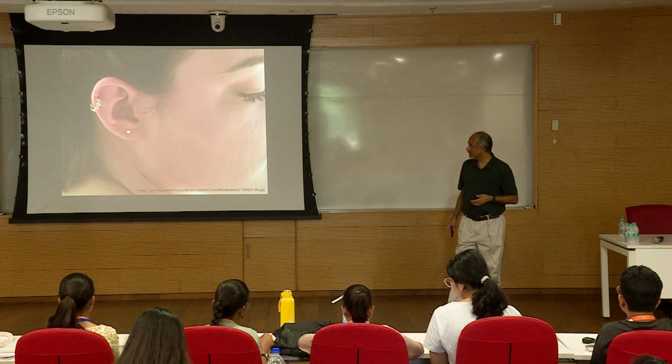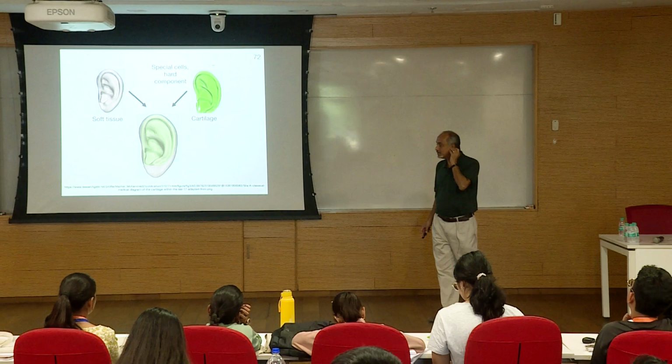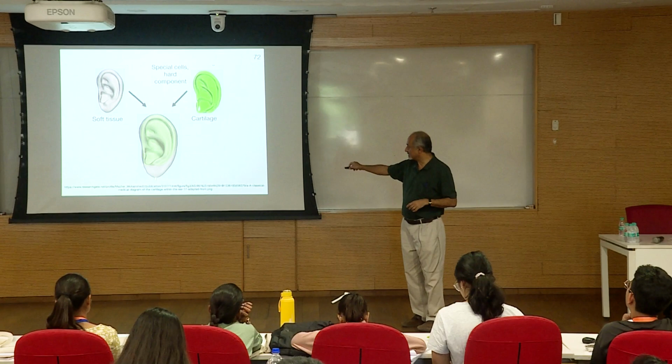Here's a more biological example. As I said, the earlobe is a nice example. The ear has both soft tissue and somewhat harder tissue called cartilage. This is mixed together. So the soft tissue sits here. This is soft tissue.